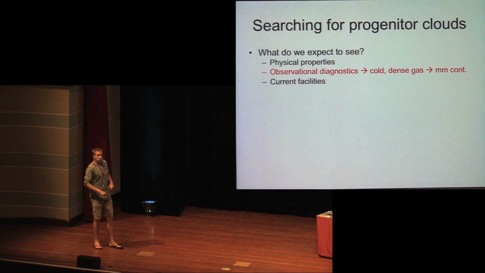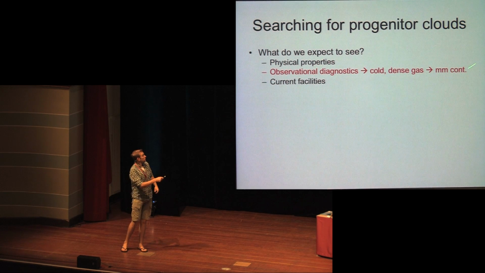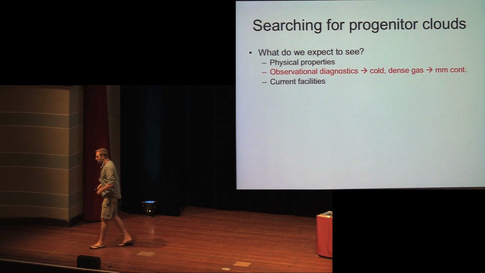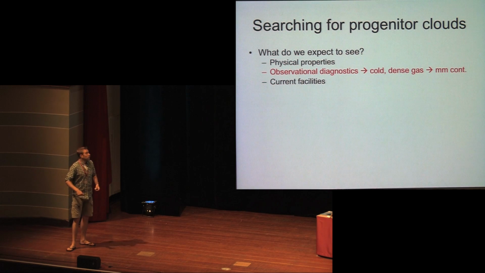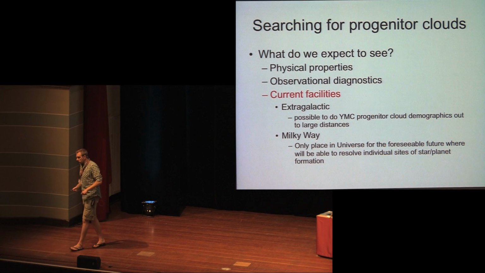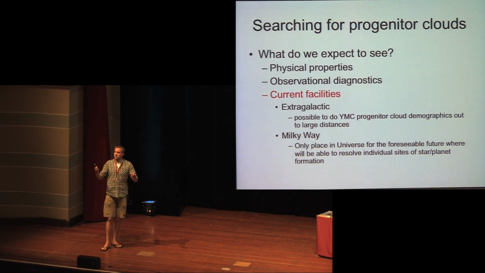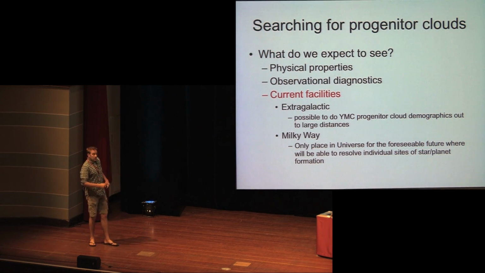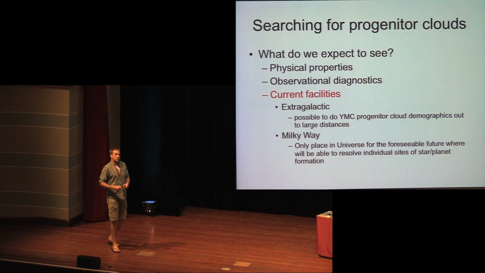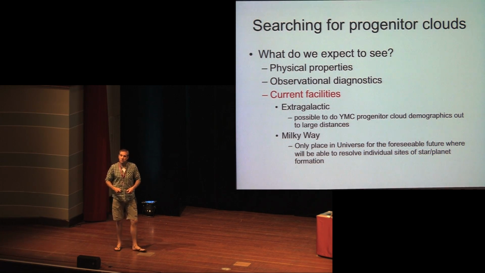Okay, so observing diagnostics. We've known for a long time that if you want to observe very young, early star-forming regions, you need this cold, dense gas, so things like the millimeter continuum or high critical density lines in the millimeter. So we already know what we should be looking with. And the current facilities, in this wavelength regime, you can't go past ALMA, of course. If you do some very simple back-of-the-envelope calculations, you come to the conclusion that it's going to be possible to compare the progenitor clouds of YMCs out to large distances, at tens of megaparsecs, with ALMA.